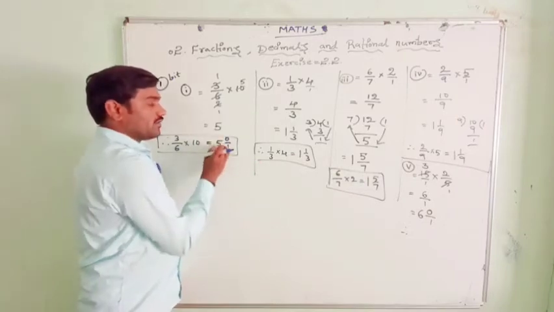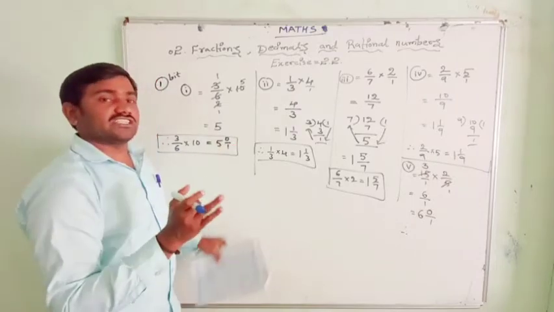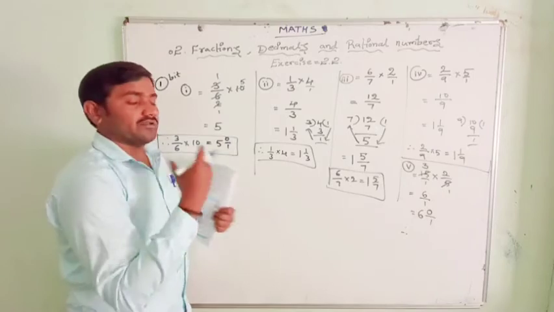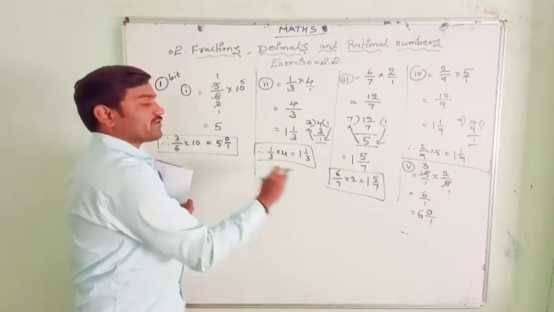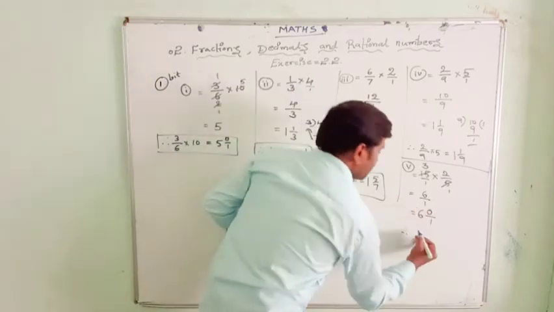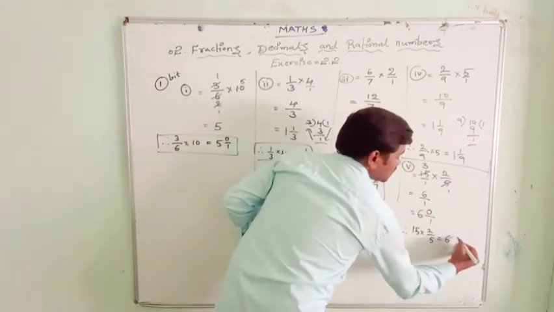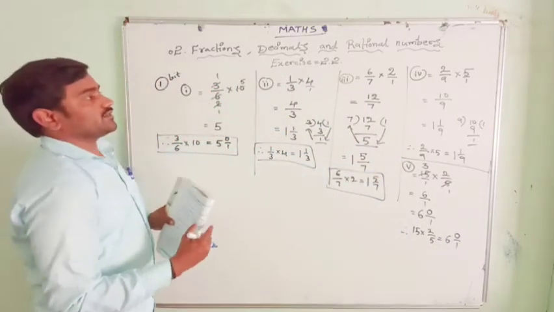You write the whole number and the numerator fraction here. A mixed fraction is a combination of one whole number and a numerator, a proper fraction. So here the whole number we write the same, and the proper fraction we express as 0 by 1. So 15 into 2 by 5 will give us 6 whole 0 by 1. With this our first bit is completed.